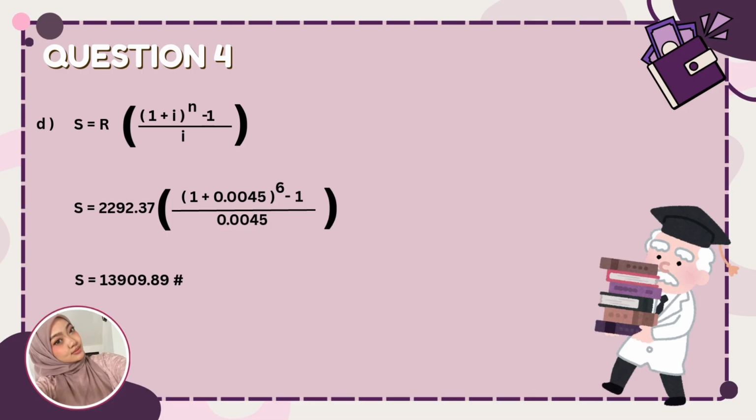And the last one, D, using the future value formula, replacing N with 6, the total arrears for the 6 months is 13,909 ringgit and 89 cents. This demonstrates why missing payments is risky, as the debt grows larger than expected. That's all from me. Thank you.